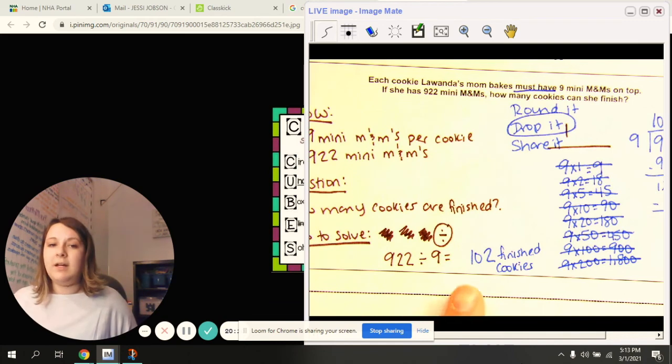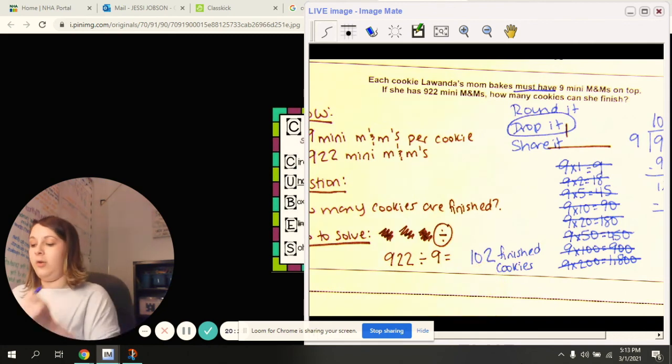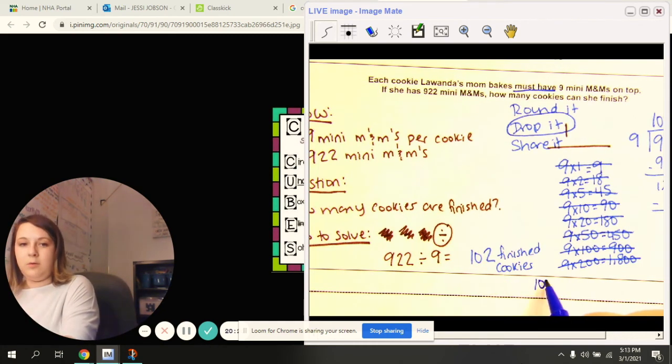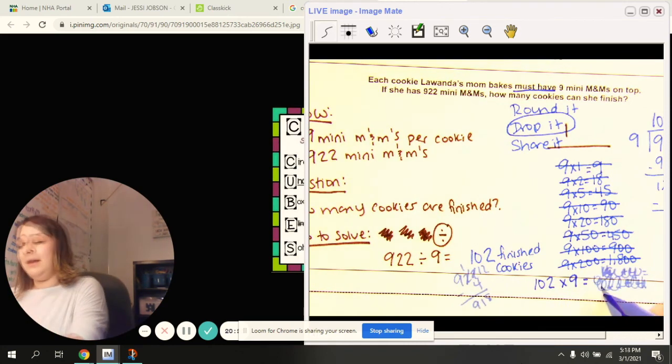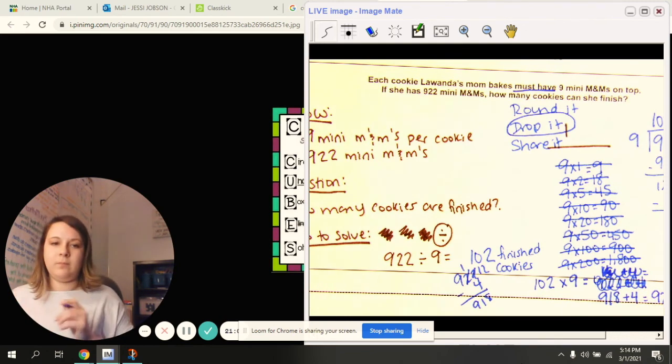When we're solving, we can do the opposite operation. So we could take 102 times 9, and our answer, if we did our math correct, would have to be 918, and then you had a remainder of 4, so you'd have to add the 4 back in, and that would give you 922.